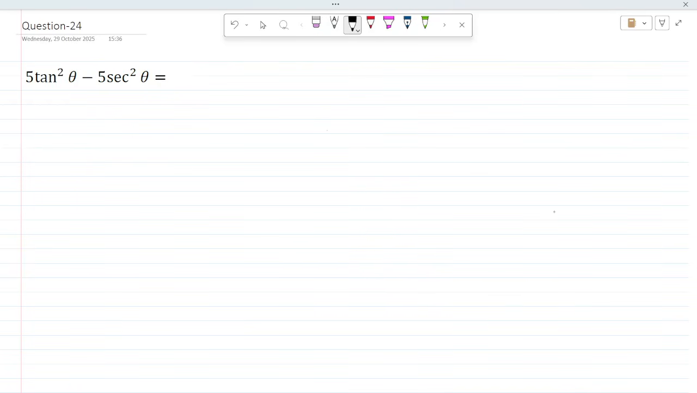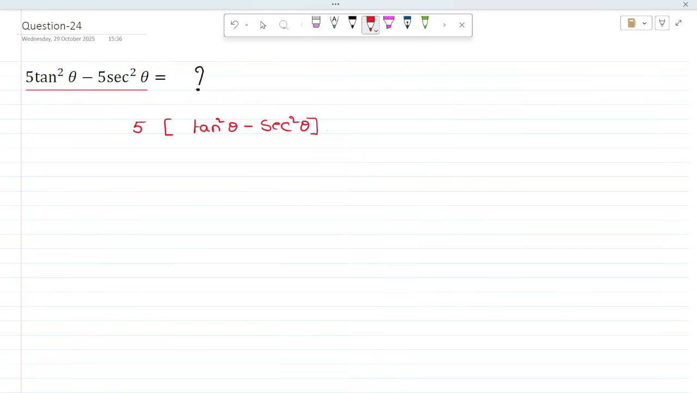What is this question? 5 tan square theta minus 5 secant square theta is equal to how much, it is asking. No issue. In these two terms, you can take something common. Take 5 common out. What is left? Tan square theta minus secant square theta.